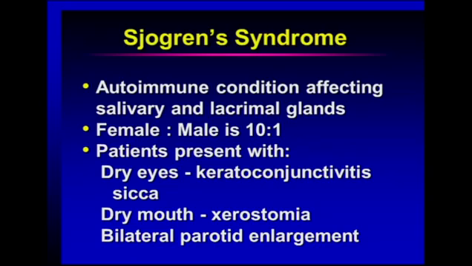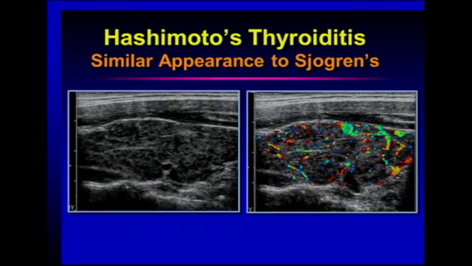And sometimes the sonographer will be the first one to make this diagnosis by seeing this characteristic appearance. If it looks familiar, it is, because this is also a very similar appearance in Hashimoto's thyroiditis in the thyroid gland, another autoimmune type of disease that affects the thyroid rather than the salivary glands.